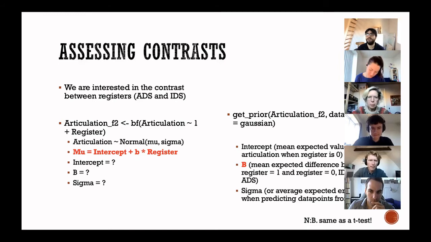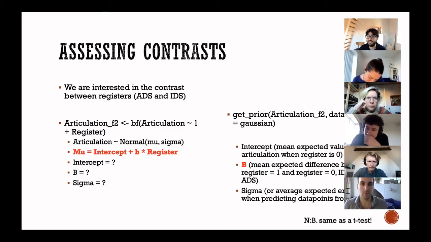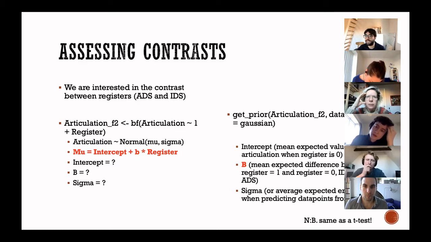rely on. At this point, what we did is we added a new parameter, right? We added B. We have sigma as before, we have intercept as before, but we also have B. Register is not a parameter because it's a variable. We tell the model whether the specific data point belongs to the ADS or IDS register. So it's not something we need to estimate. It's a predictor.